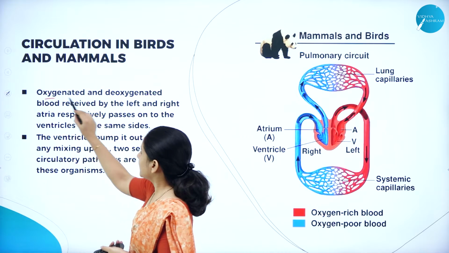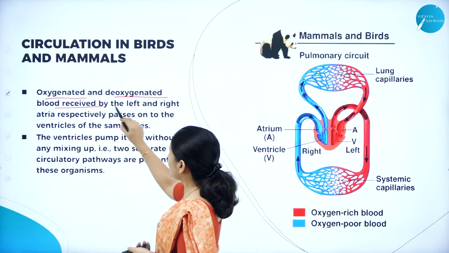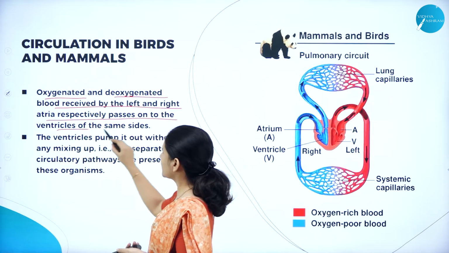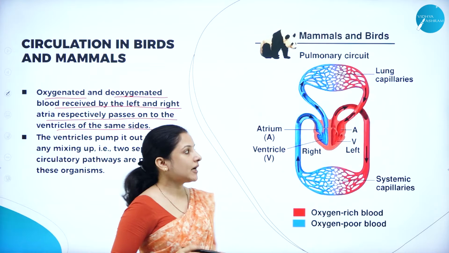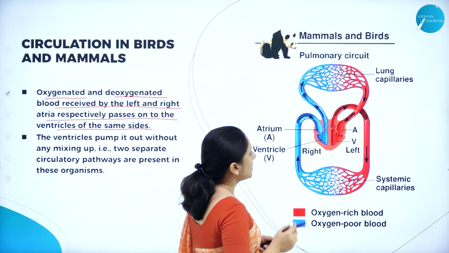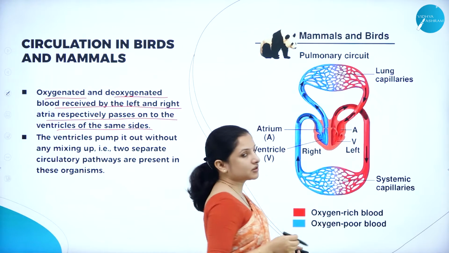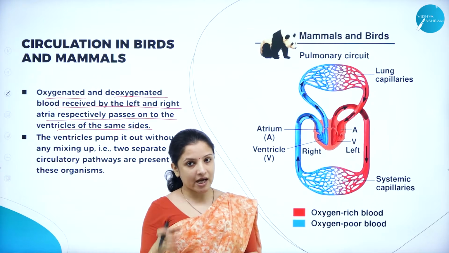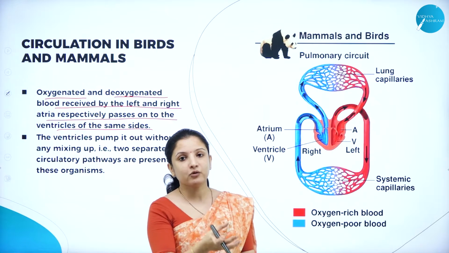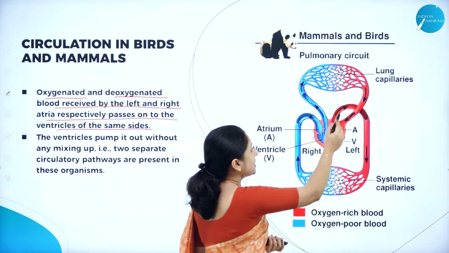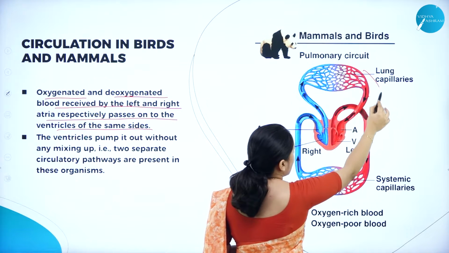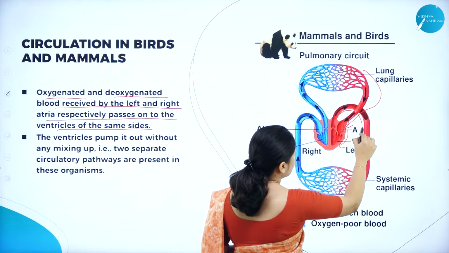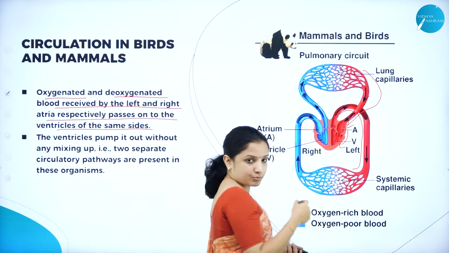So the oxygenated and deoxygenated blood received by the left and the right atria respectively passes on to the ventricles on the same sides. So here, as you can see, it is a 4-chambered heart. There is a pulmonary circuit wherein the lungs will take up the oxygen. The oxygen will reach the alveoli of the lungs. From the alveoli, the blood will receive the oxygen, and this oxygenated blood is carried into the left atria, and from the left atria it will carry it into the body tissues.